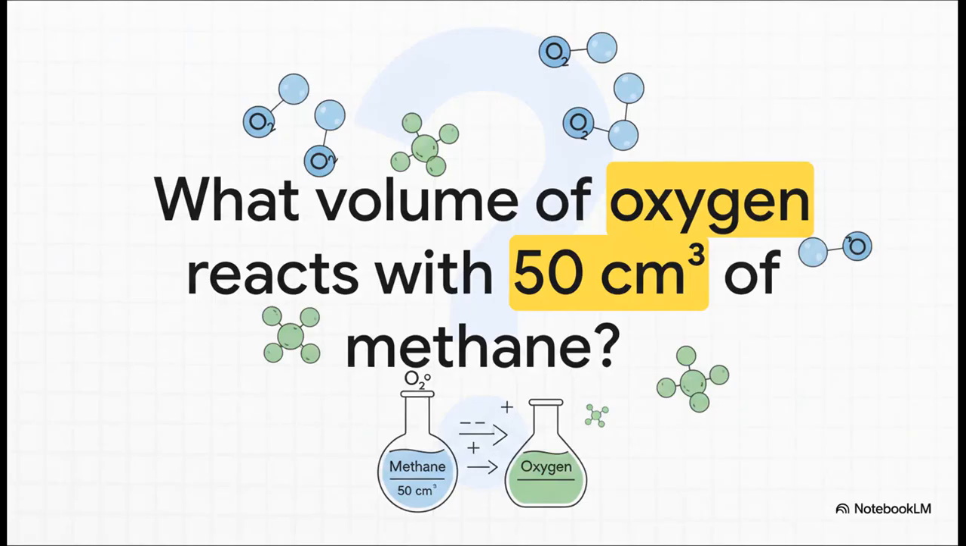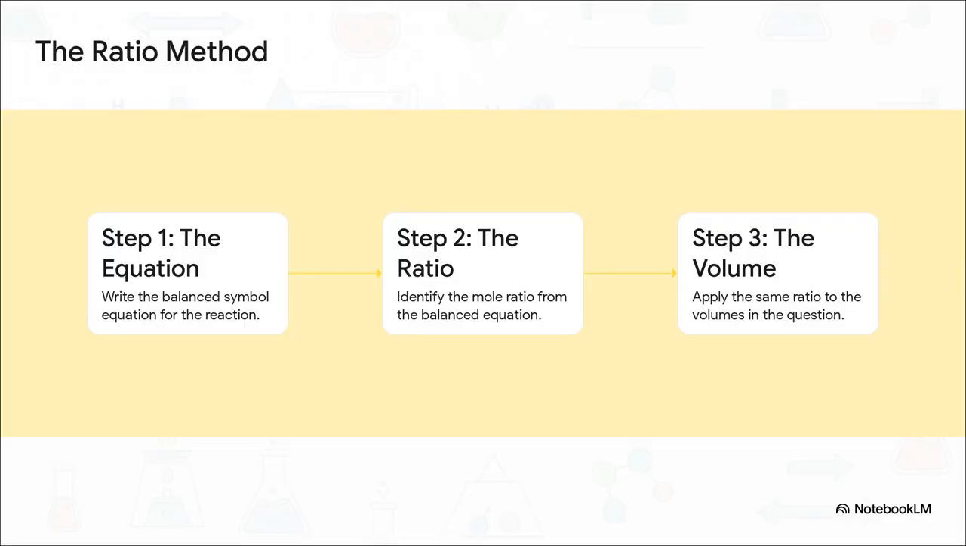So, how does this actually help us in an exam? Well, let's take a look at this typical question. We're given a volume of one gas and asked to find the volume of another. And notice the units here are centimeters cubed. The brilliant thing about this ratio method is it doesn't matter what the unit is as long as you're consistent. The method here is even simpler.